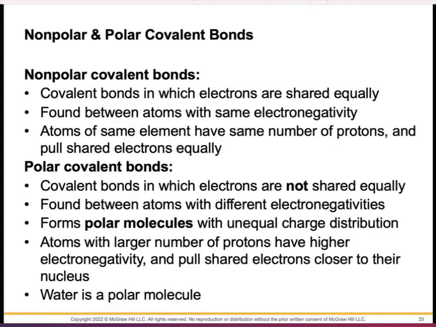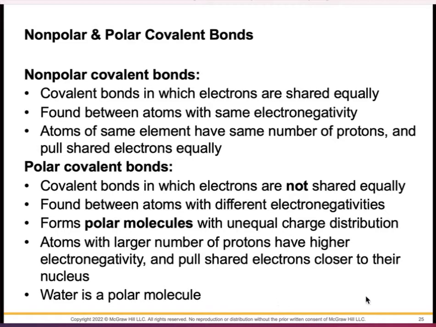Now, polar covalent bonds occur when atoms share electrons unequally, okay? They are not shared equally. They are found between atoms with different electronegativities. They form polar molecules with unequal charge distribution. Atoms with a larger number of protons have a higher electronegativity, and then they pull the shared electrons closer to their nucleus. So it's not equal, it's unequal.